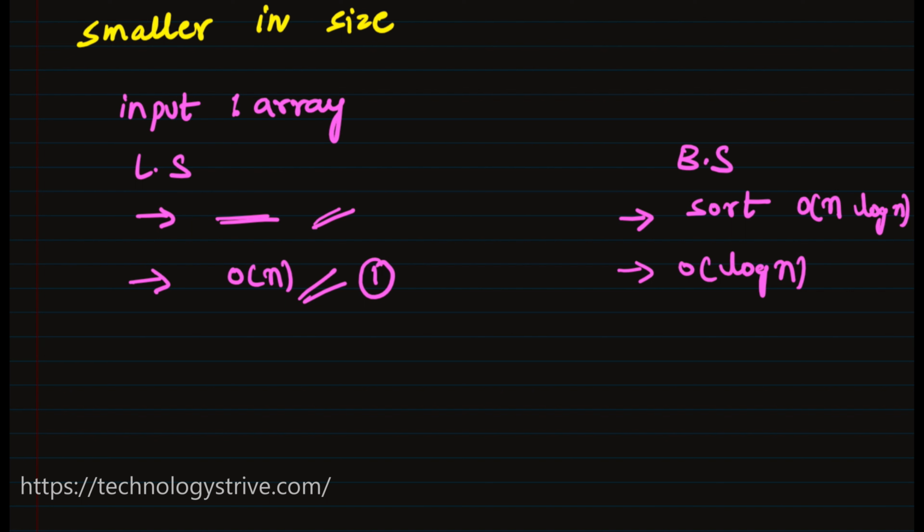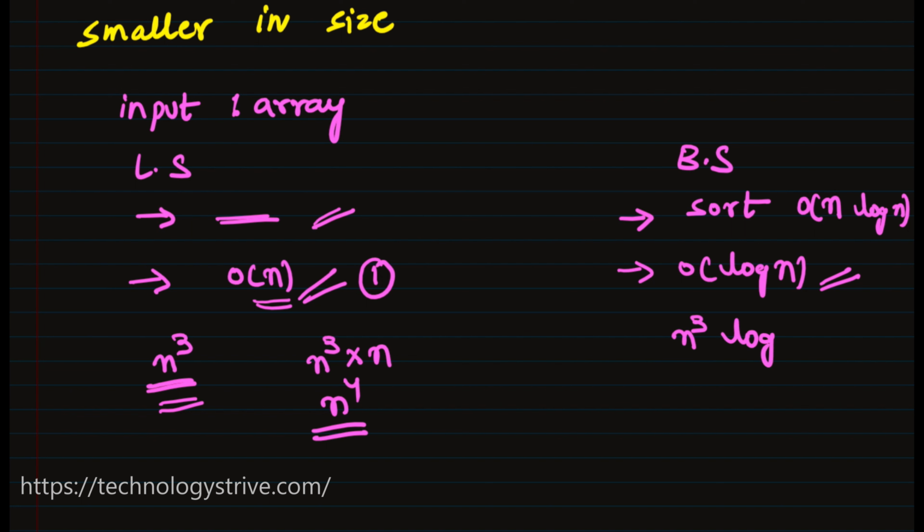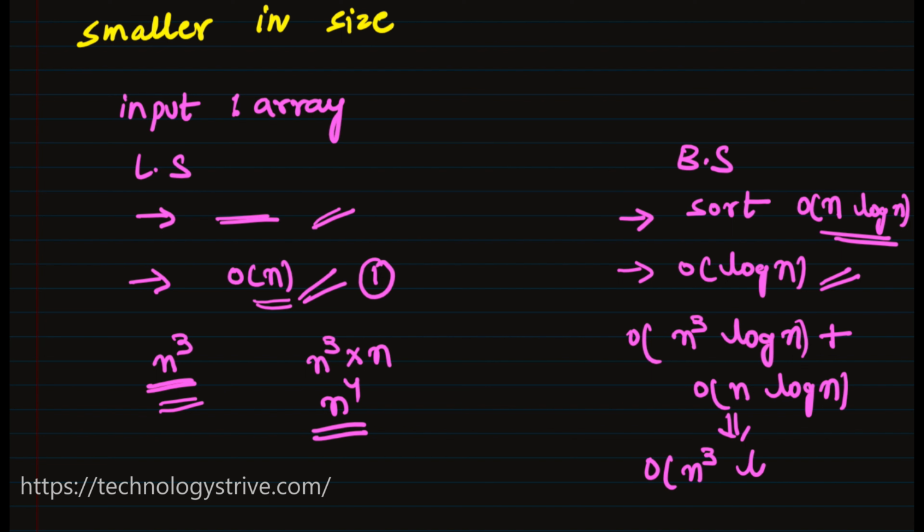Now for example, suppose we do this search operation very frequently. Assume in the worst case we are going to search n cube times. Every time linear search takes order of n, so n cube times, how much time will it take? n cube into n, which is order of n to the power 4. Now let's see binary search. Every time it takes order of log n, so overall it will take n cube log n, right? And sorting is only one time, plus n log n. So this means it is going to be order of n cube log n.